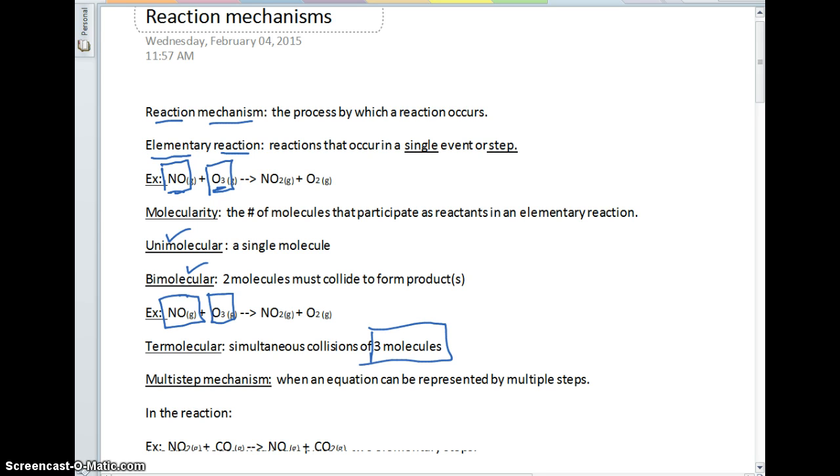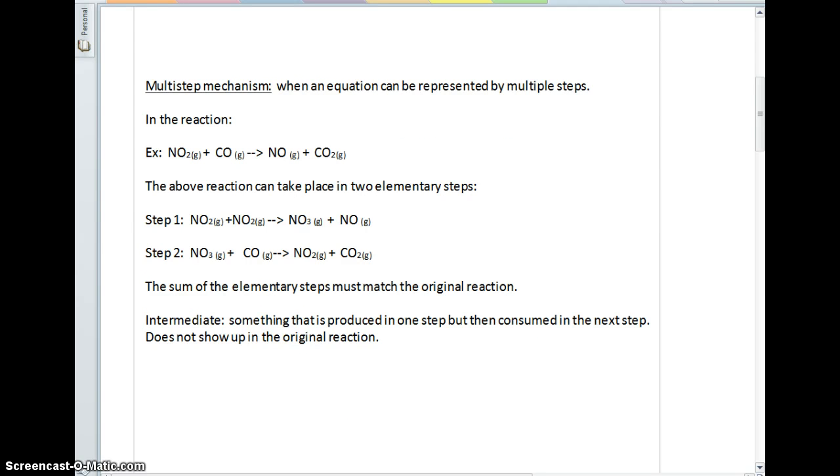So let's talk about really where it gets important here for us, and that is in multi-step mechanisms. A multi-step mechanism is where you have a balanced equation, and it can be represented by multiple steps. That's why we say it's a multi-step mechanism. So let's say we have this reaction here, NO2 gas reacting with carbon monoxide to form nitrogen monoxide and carbon dioxide gas. Up until now in chemistry, we've always just looked at this and said, okay, there's our balanced equation. We're good to go.